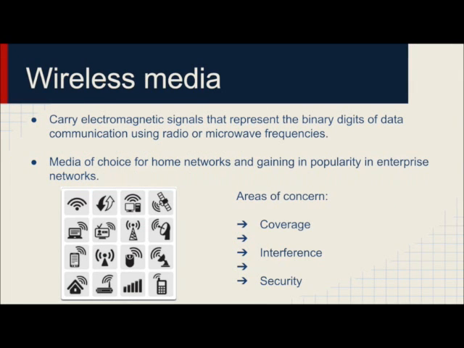Wireless media carry electromagnetic signals that represent the binary digits of data communication using radio or microwave frequencies. Media of choice for home networks and gaining in popularity in enterprise networks. Areas of concern. Coverage area: wireless data communication technologies work well in open environments. However, certain construction materials used in buildings and structures and the local terrain will limit the effective coverage.